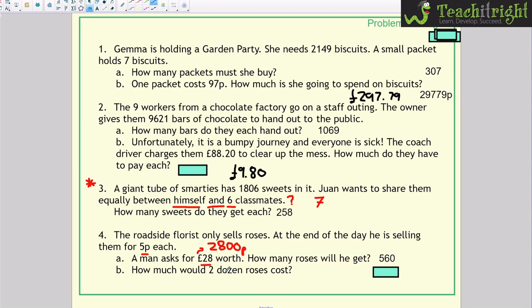And finally, how much would 2 dozen roses cost? Of course, the challenge here is, do you know what dozen means? And if not, I'm going to tell you now, it's 12. So 2 dozen is 2 lots of 12. So this is really just asking you, how much would 24 roses cost? And again, quite interesting terminology, nice to be aware of. So we need to do 24 times 5p, which I think gives us an answer of £1.20, which sounds very reasonable to me.